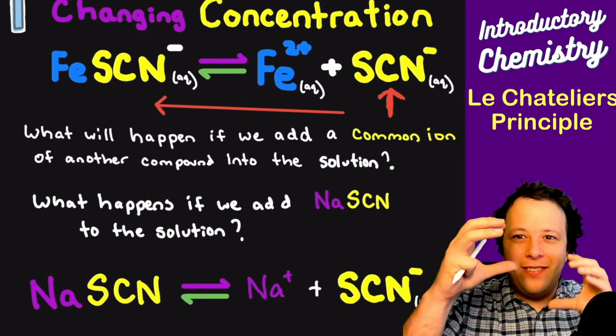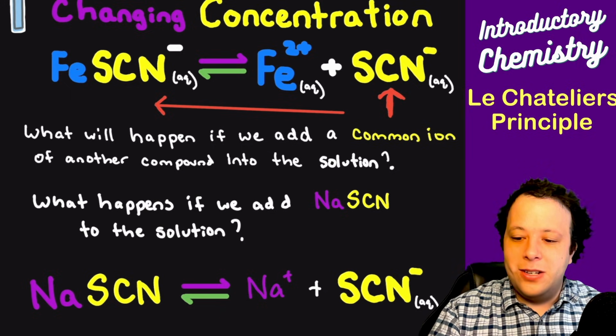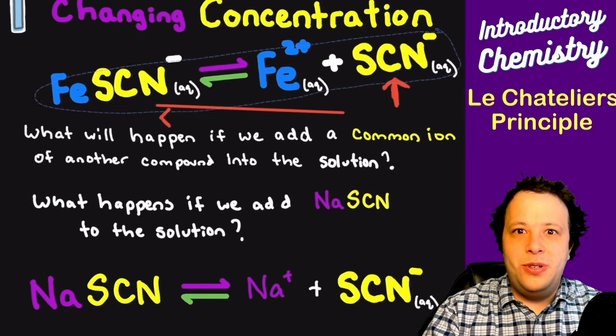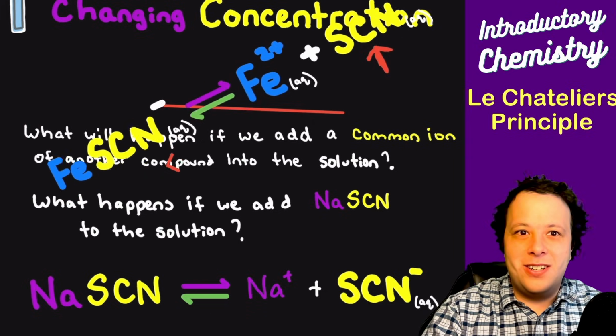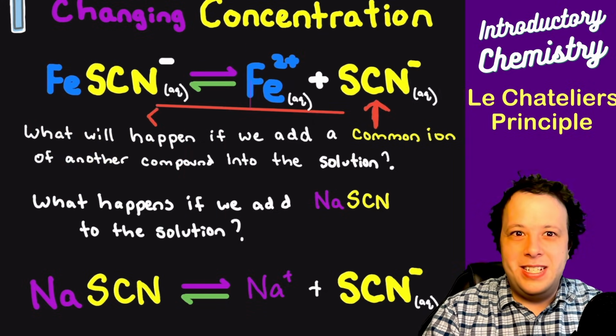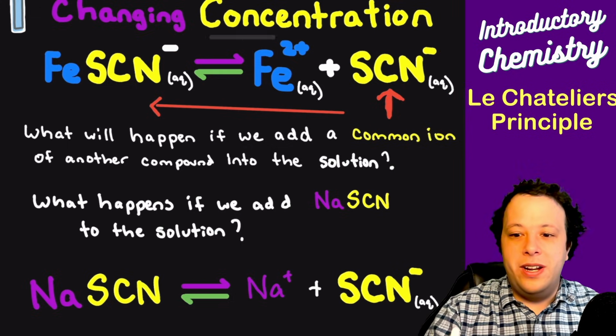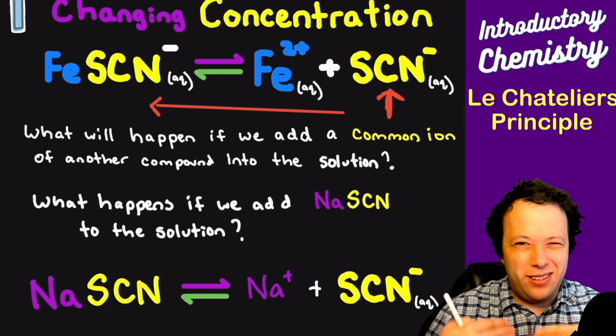I also like to think of it as a shifting part. So in this case, we added SCN. So it's like we're trying to tip the reaction in this direction. So we're going to be making a lot more FeSCN. It's like tipping the balance. So it's getting weighed in one direction versus another is another way to look at that too.